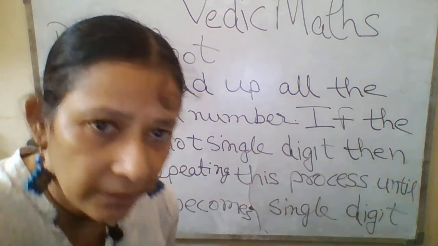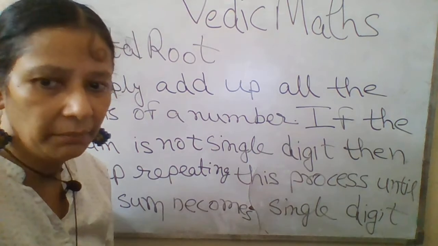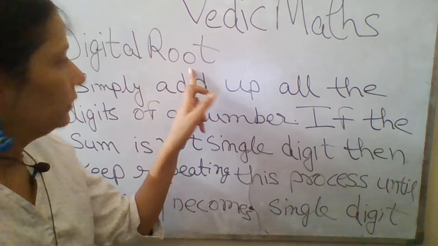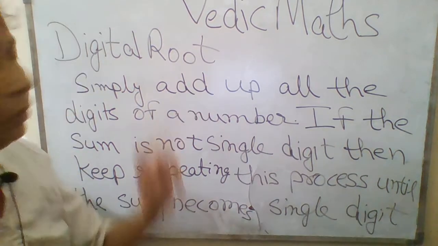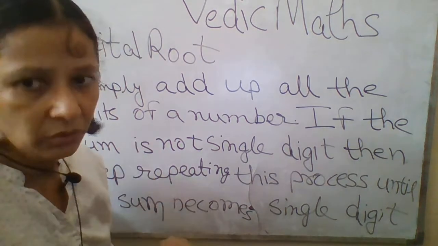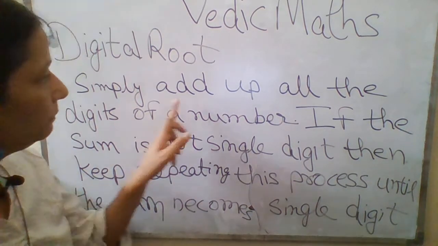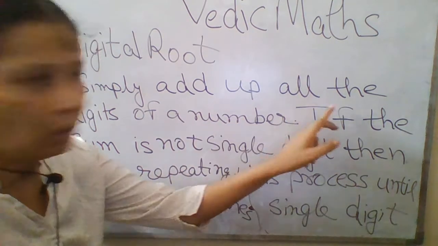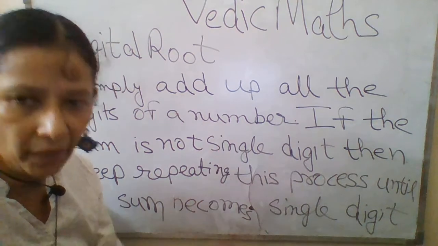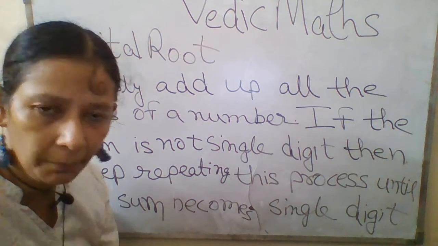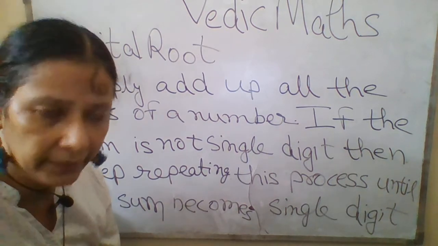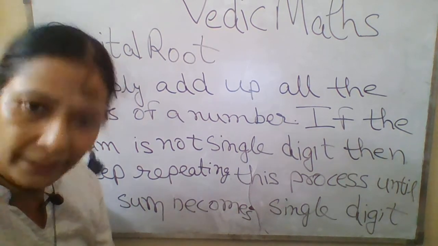Everybody, today I am going to teach you Vedic maths, and in Vedic maths I am going to teach you digital root. Now, how can you find out the digital root? What you have to do is simply add up all the digits of a number. If you have to find the digital root of a number, you have to simply add all the digits of that number.